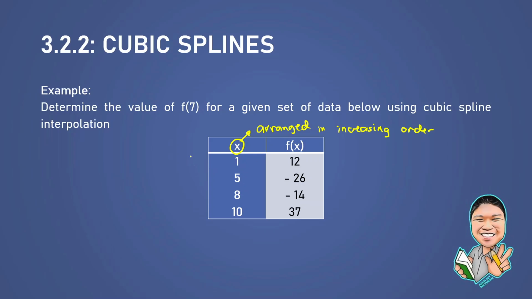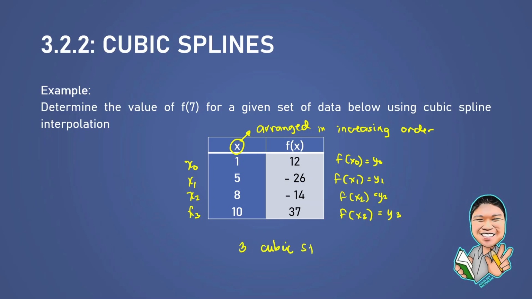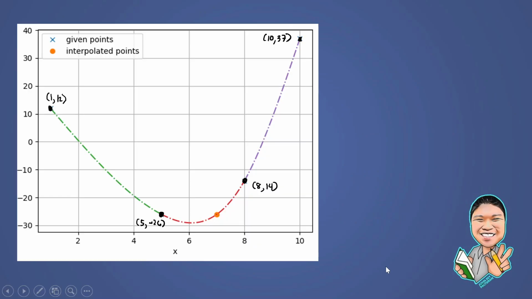So, ito, sabihin na natin na x sub 0, x sub 1, x sub 2, and x sub 3. Ito naman is f of x sub 0, which is y sub 0, f of x sub 1, which is y sub 1, f of x sub 2, which is y sub 2, and f of x sub 3, which is y sub 3. Okay? So, ito yung points natin. And therefore, mangangailangan tayo dito ulit ng 3 cubic splines kasi ang given natin ay 4 na points. So, 4 minus 1 is 3.